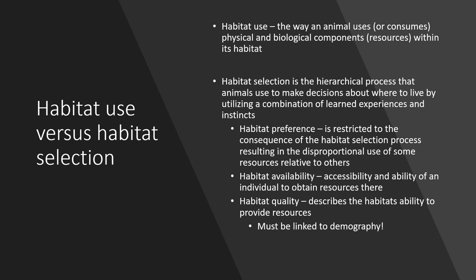When we think about habitat selection, we can couch that into a couple of other terms that are pretty important. So preference is basically, as habitat selection proceeds and the animal learns where the best places are, we'll see a disproportionate use of some resources relative to others. That'd be a habitat preference. Habitat availability, like I said on the previous slide, is simply how accessible is the resource to the individual. So if you had a small island in the middle of a lake that had excellent forage for an animal that can't swim, then it may not be usable or accessible to that animal, even though it would be good food. So that's a good way to think about it.